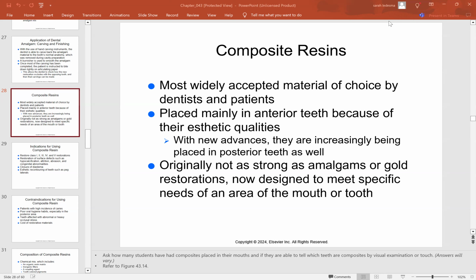Composite resins are the most widely accepted material of choice by dentists and patients. These are placed mainly in the anterior teeth because of their aesthetic qualities. With new advances, they're increasingly being placed in the posterior teeth as well because they can withstand those forces. Originally, composite was not as strong as amalgam or cold restorations, but now they're designed to meet specific needs of an area of the mouth or tooth.